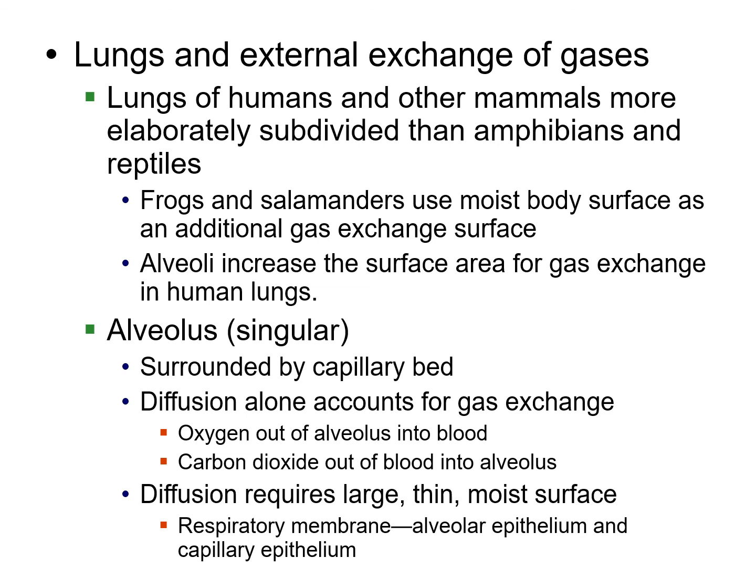For us, we have this pretty subdivided system, but other animals like amphibians and reptiles, they have different methods of doing this exchange. So I mentioned in previous chapters, frogs and salamanders, they have these moist body surfaces, and that allows for more gas exchange.